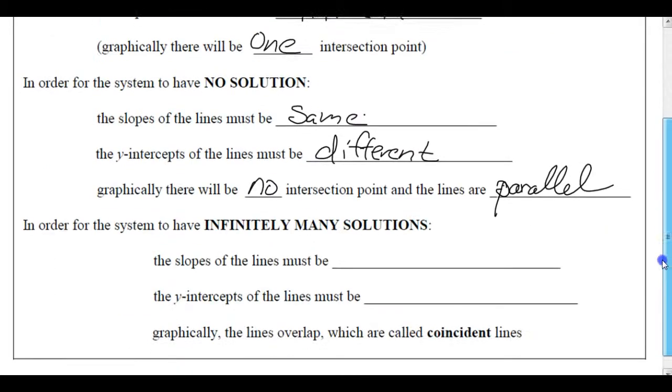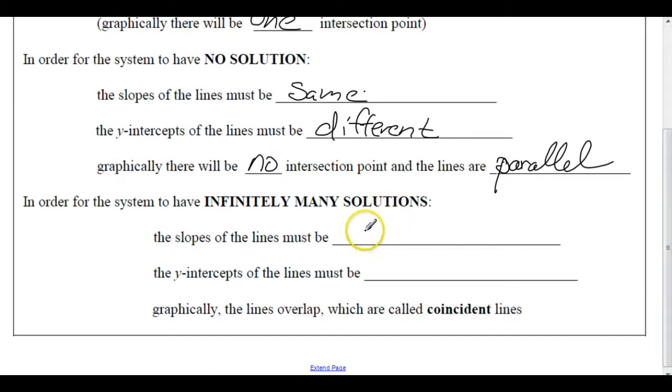In order to have infinitely many solutions, the slopes must be the same. The y-intercepts must be the same. Graphically, the lines overlap, and they are called coincident lines. Right? Just a fancy way of saying the same line.